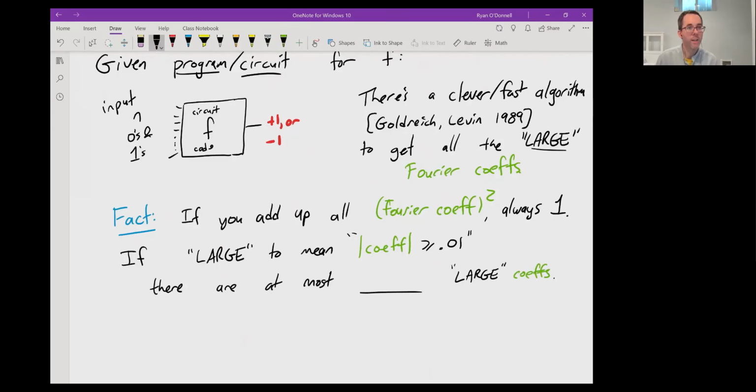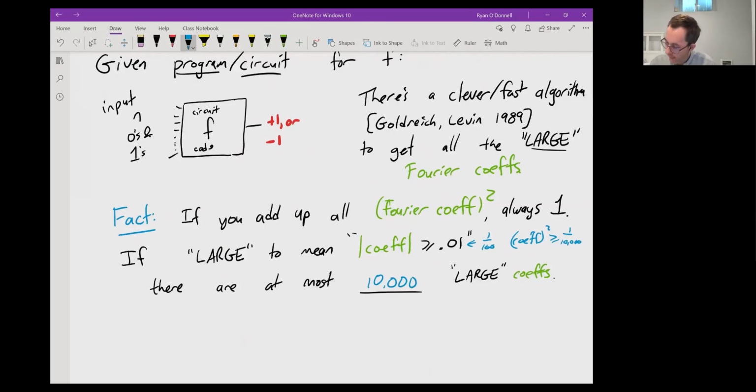Okay, I'll peek up at the chat. 10,000, yes, excellent. That's right, because if your threshold for large is 1 over 100, that means the large coefficients, when you square them, are at least 1 over 10,000. But we know that all the squared coefficients add up to 1. So you could not have more than 10,000 of them which are at least 1 over 10,000. And 10,000 is not a very large number. That's fine for your computer.